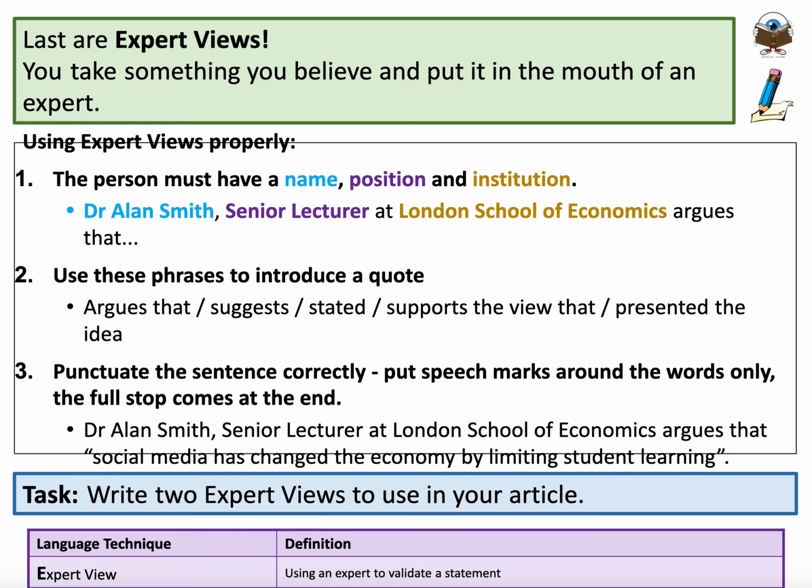Three, punctuate the sentence correctly. Put speech marks around the words only. The full stop comes at the end. So you can see in that example there, Dr. Alan Smith, senior lecturer at London School of Economics, argues that social media has changed the economy by limiting student learning. End quote, full stop. Task: write two expert views to use in your article.